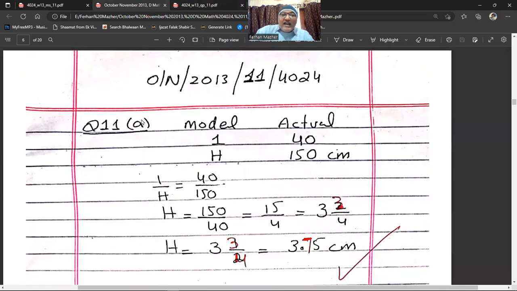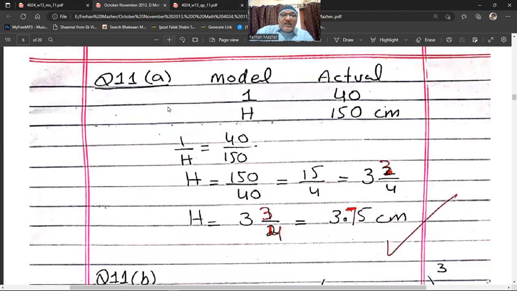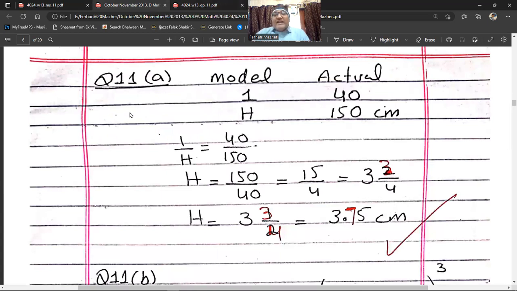Okay. The actual height is 1.5 meters. The model and actual, I'm using the proportion method. In the model, something is 1. In actual, it will be 40. In the model, I don't know what the height is. In actual, the height is 1.5 meters, which is 150 centimeters. So 1 by h is equal to 40 by 150, cross multiply. So h will be equal to 150 divided by 40. That will be 15 by 4, and that will be 3 whole 3 by 4. 3 by 4 means 0.75. So that will be 3.75 centimeters.